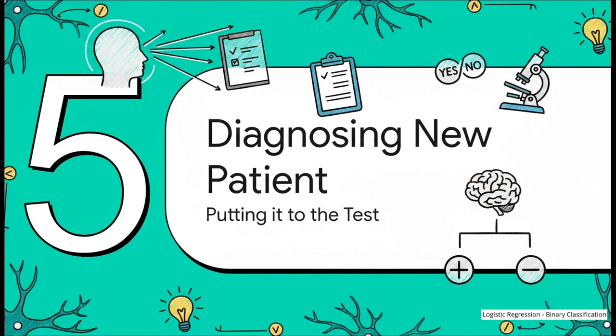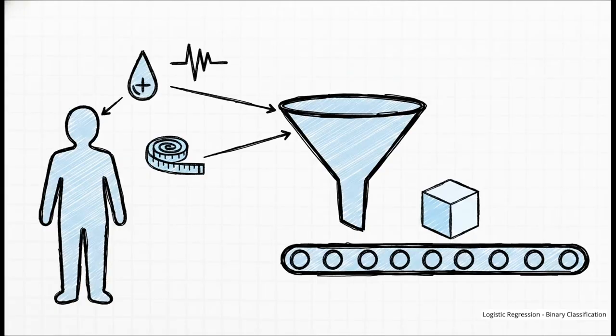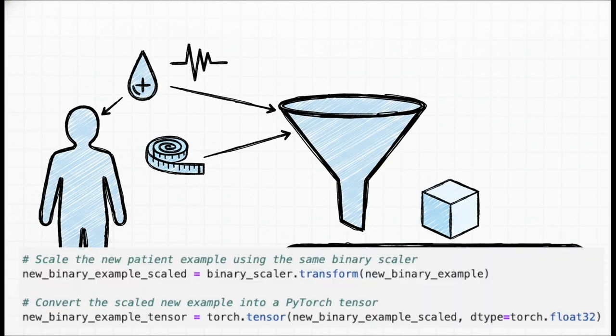Section 5. Diagnosing a new patient. Let's put this pipeline to the ultimate test. Imagine a real-world, high-stakes scenario. We have a brand-new 35-year-old patient waiting on a diagnosis. They have a BMI of 32.0, glucose of 130, and so on. We drop this data into a pandas data frame. And critically, we have to apply the exact same standard scaler to this new patient that we used during training, and then convert it right into a PyTorch float32 tensor.